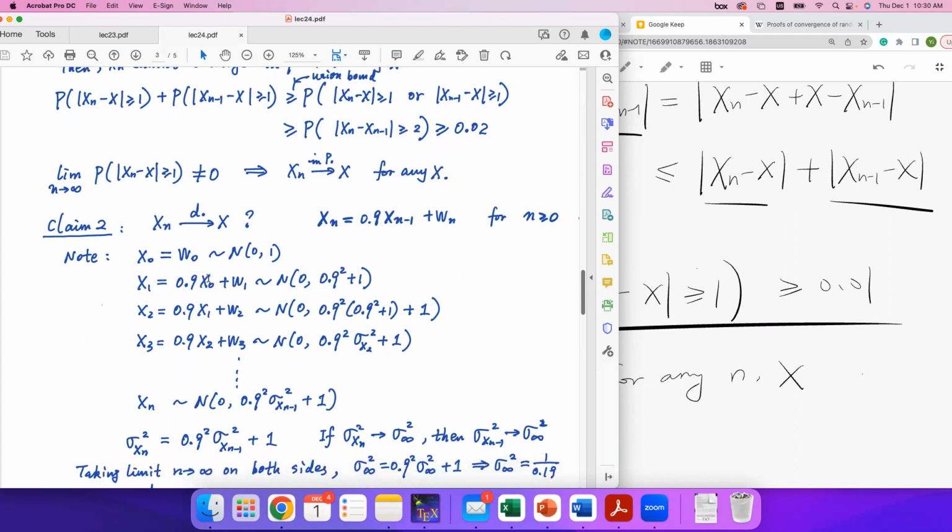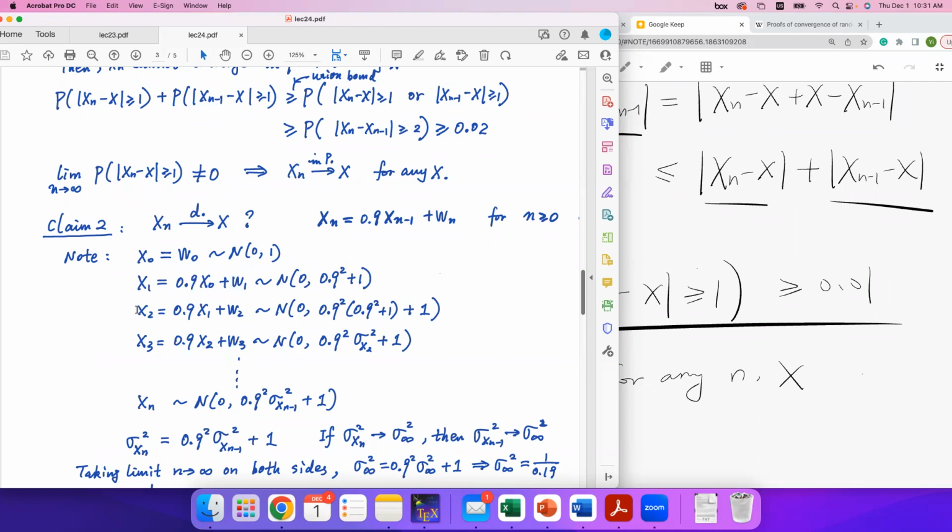Well, this is a linear combination of two Gaussians. X0 is Gaussian, W1 is another independent Gaussian. You can check that, using all those transformations for random variables, this follows a Gaussian distribution. We know a linear combination of Gaussians is Gaussian, so you just need to work out the mean and the variance of these two.